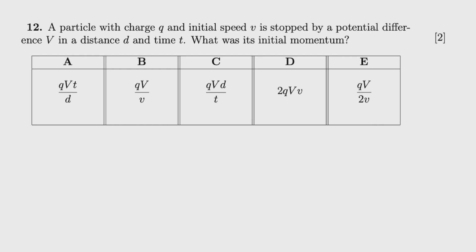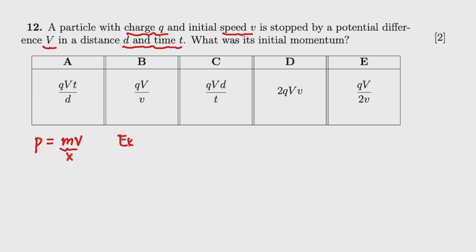So question 12. We have a particle with charge Q. We don't know whether that's positive or negative, but it doesn't really matter. It has initial speed v, and is stopped by a potential difference V in a distance d and time t. So what's the initial momentum? Momentum is defined by P equals m times v. We have the initial speed v, so we just need to find m. But that's going to rearrange lots of equations. So we can try to find the initial momentum in another way.